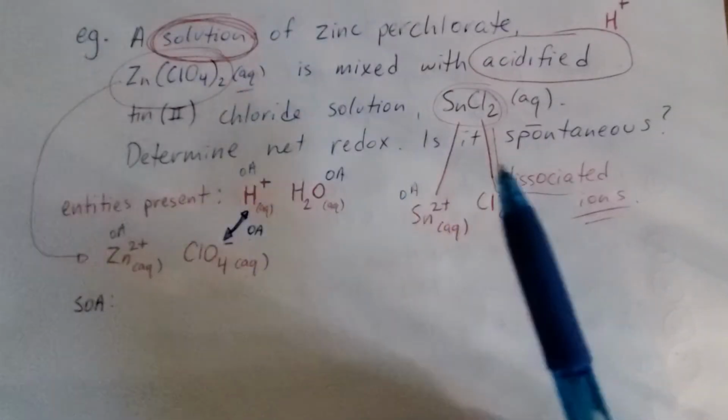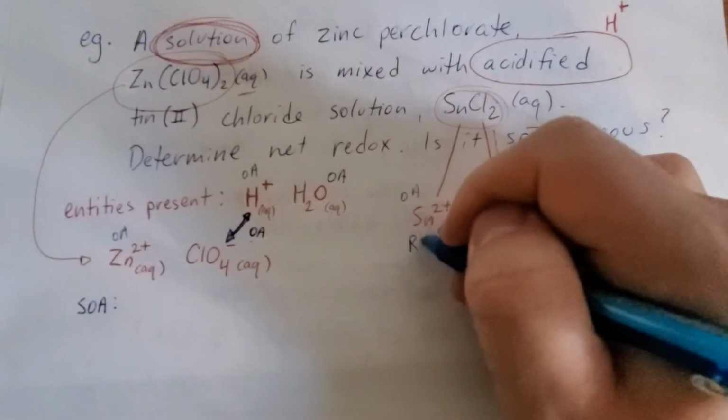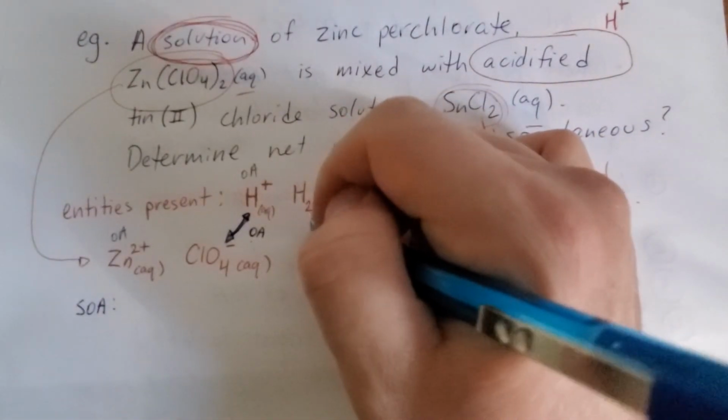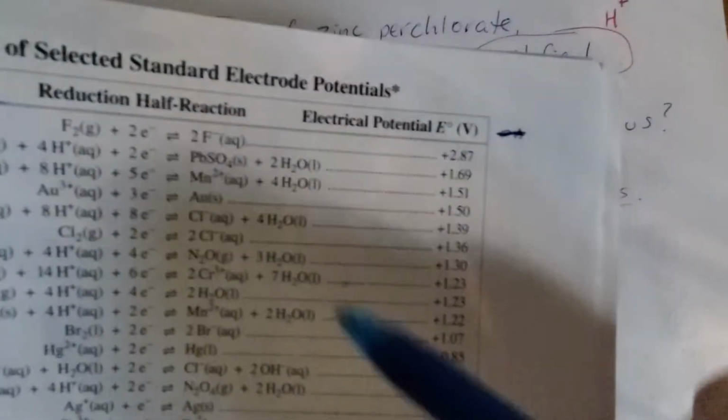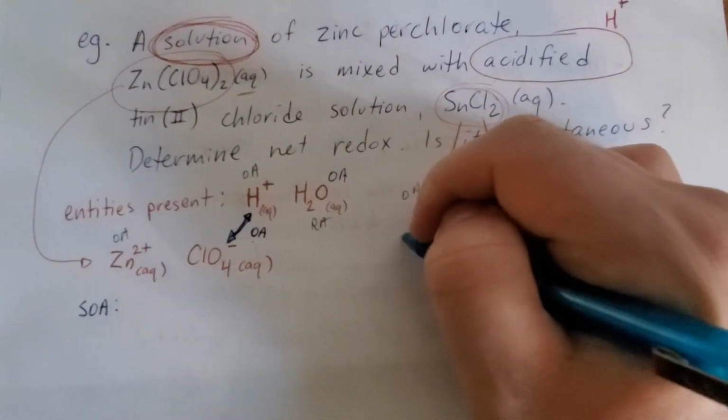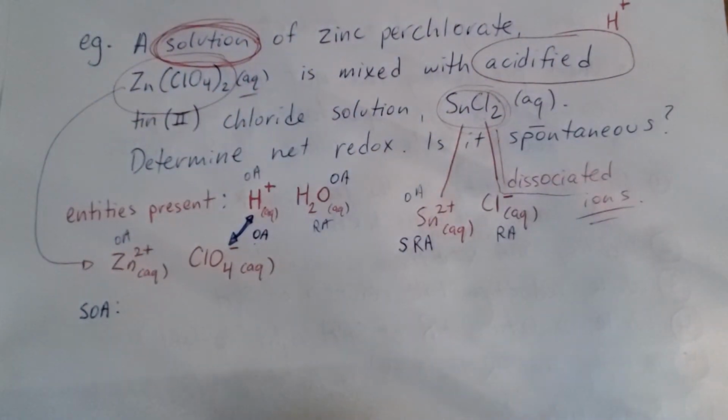Keep going up. Solid tin. No dice, that's tin 2 ions. But look, tin 2 ions are an RA. And if I go farther up, I see that water is also an RA. I think chloride might be, yeah, it is right there. But the tin 2 ions is going to be our strongest RA.